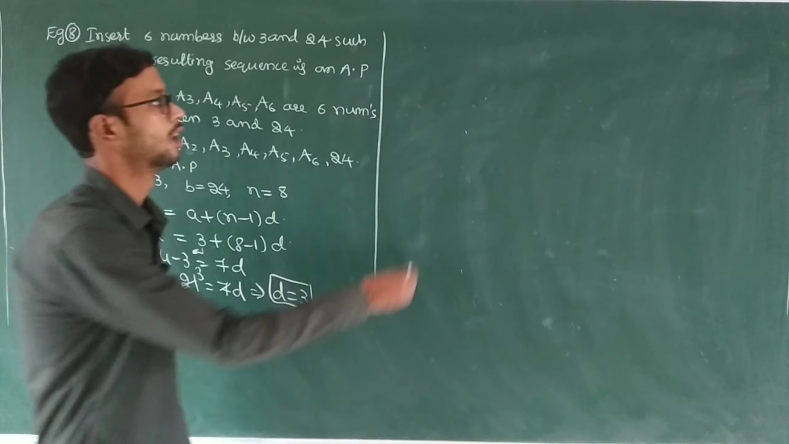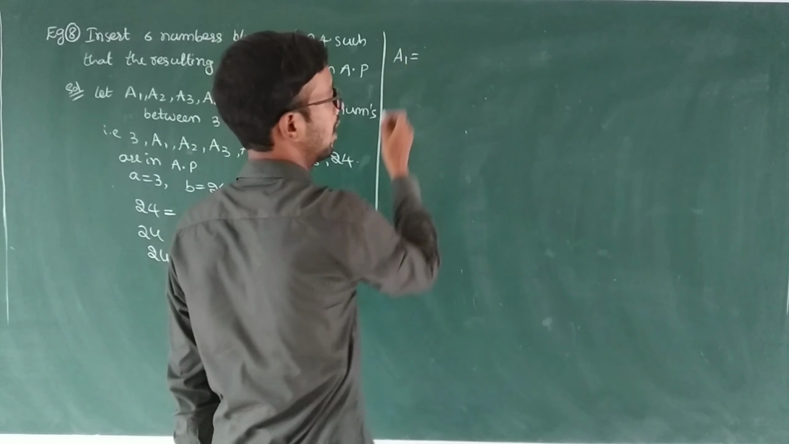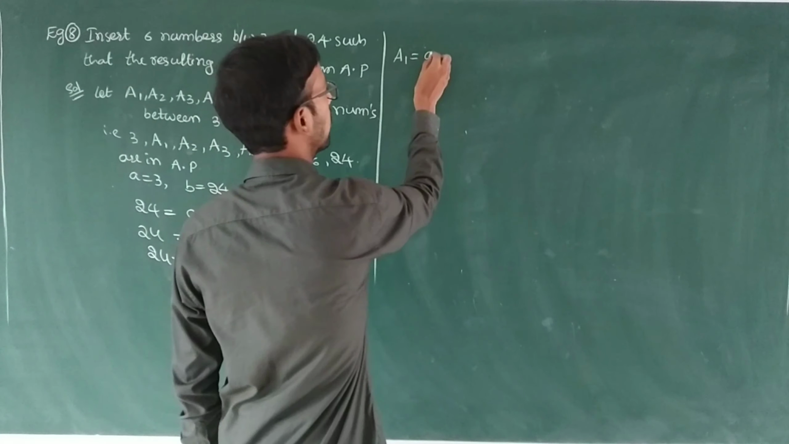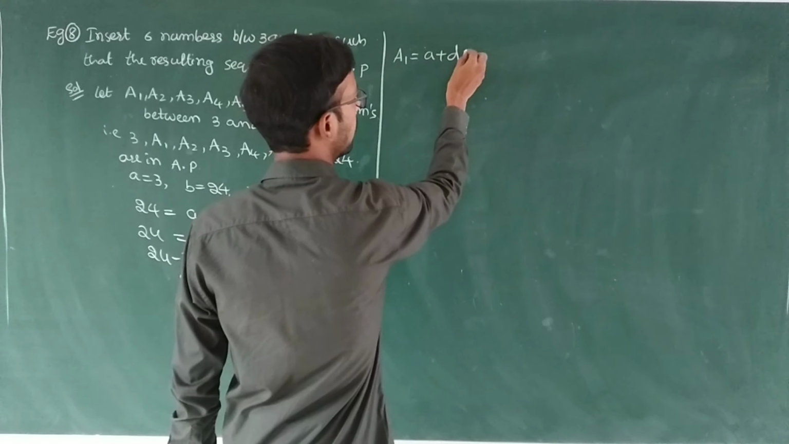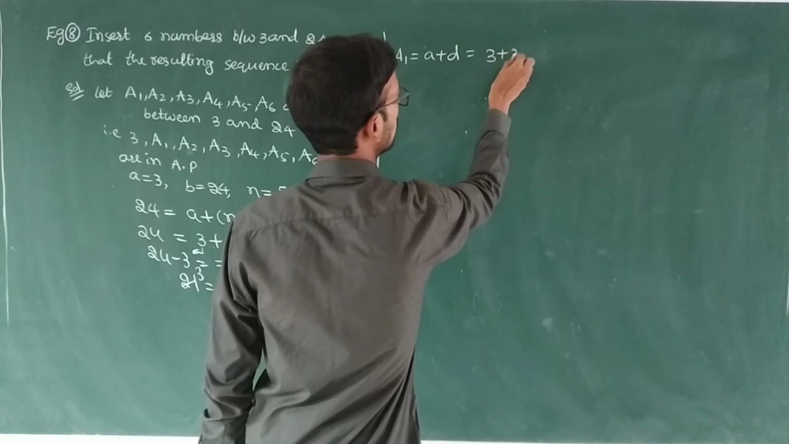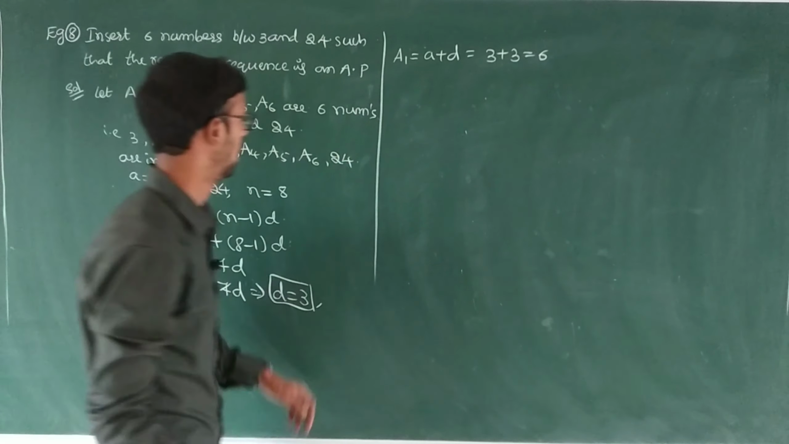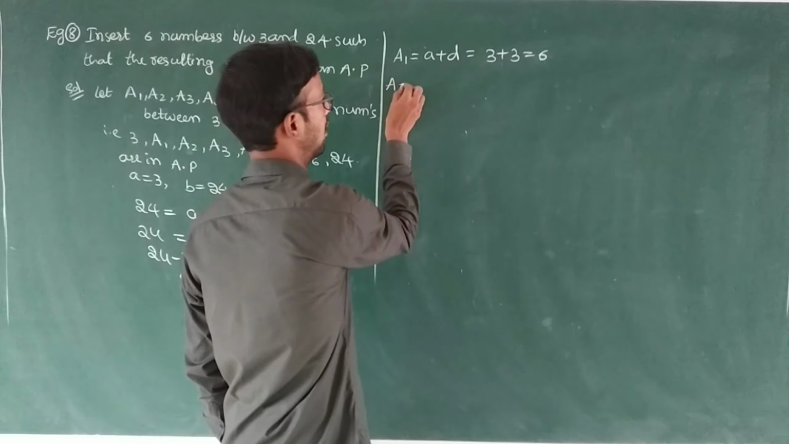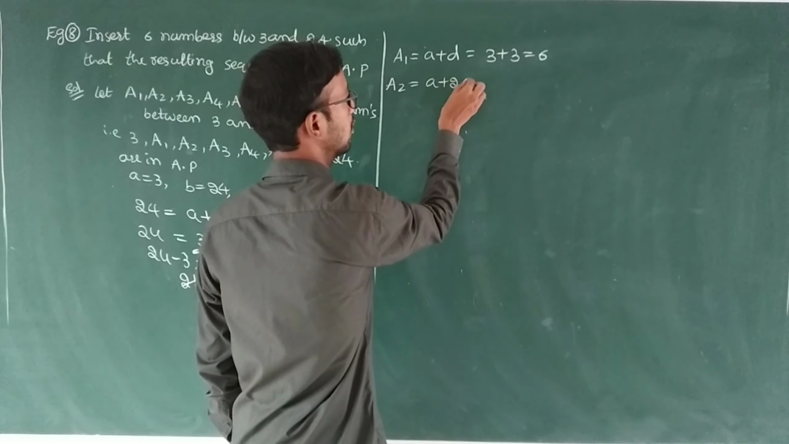So now the A1 formula we just wrote in the notes. A1 is equal to A plus D. So 3 plus 3, A is 3, D is 3. So 6. A2, A plus 2D.